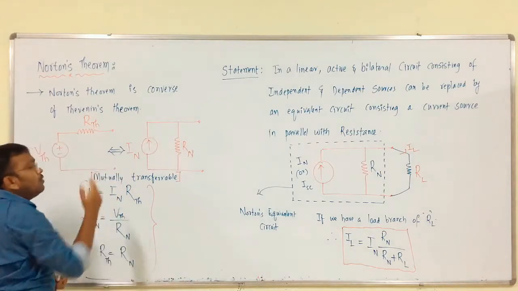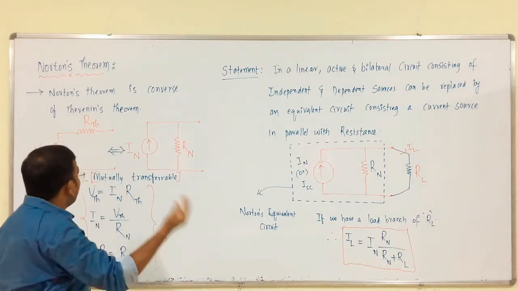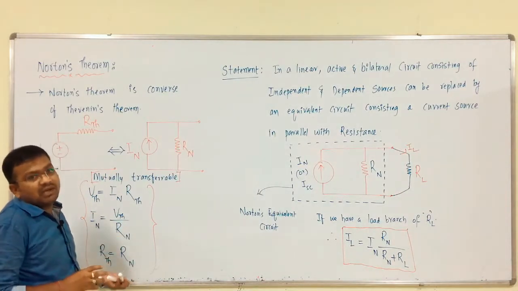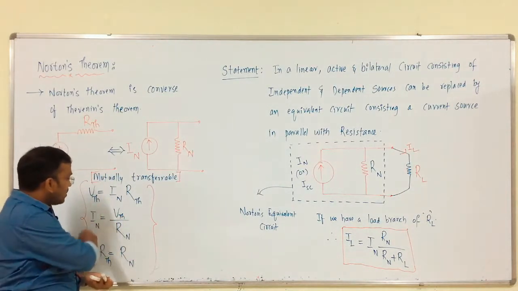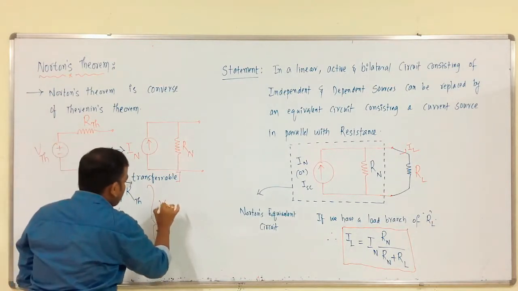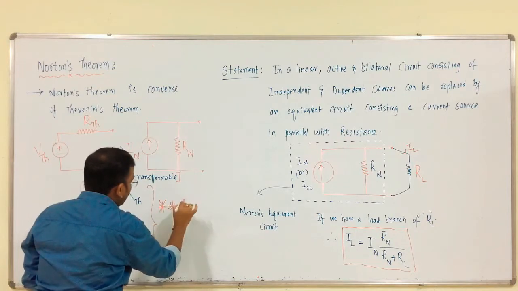So, these two are mutually transferable, meaning what? If you know the circuit of Norton's equivalent circuit, you will get the circuit of Thevenin's equivalent circuit, and vice versa. So, these are the relations between these two circuits. These relations are very important, right.